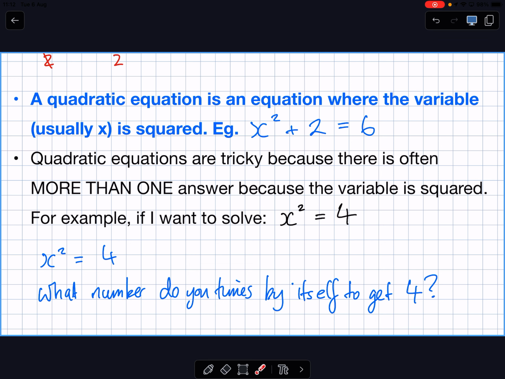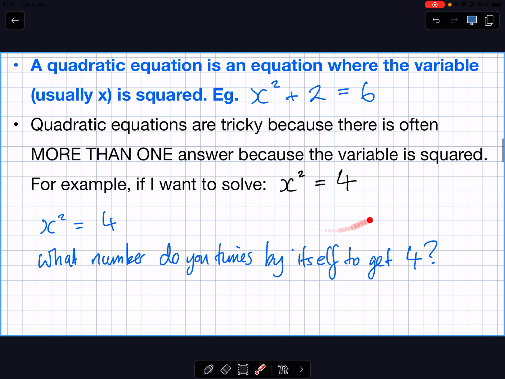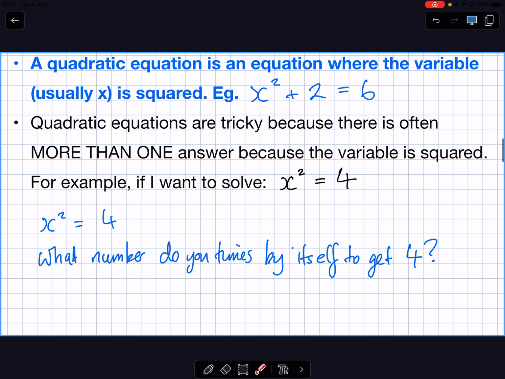So, for example, if I was solving this, what is that saying? Something squared is equal to 4. Now, up to your level right now, what is the number? What number do I times by itself to get 4? Good. Right, you're fine with that. 2.